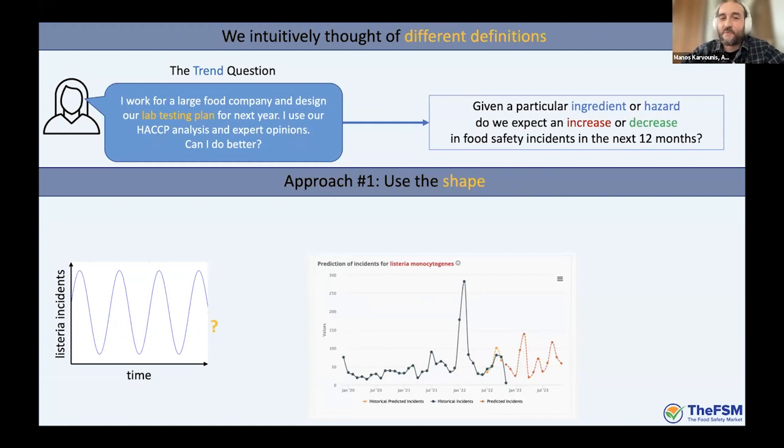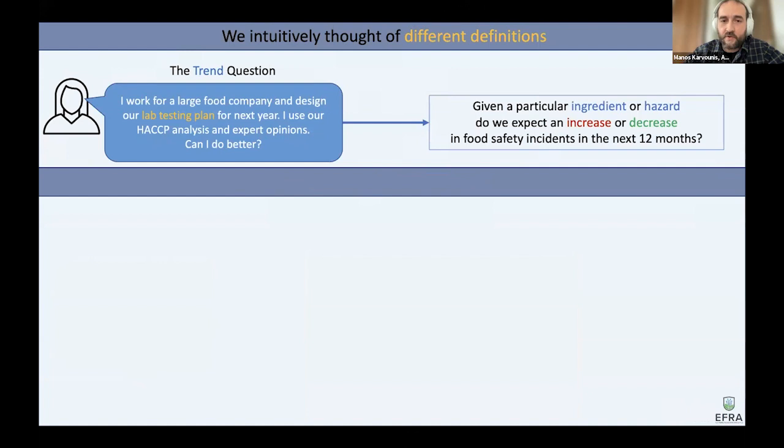So what are we taking into account? We're taking into account only the shape of the historical incidents, and that's interesting. And many times, due to the seasonality of the hazards, this is something that's pretty accurate. In other cases, and this is something we're going to explore in the future as well, we can use multiple factors. So factors that play a role in the final time series, in the listeria incidents in this example.